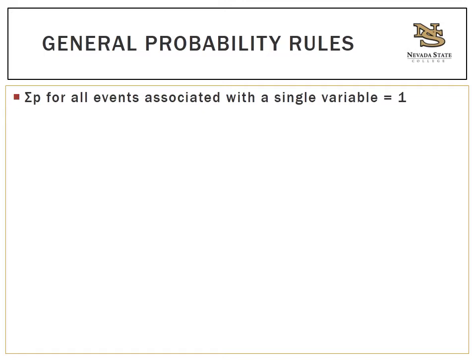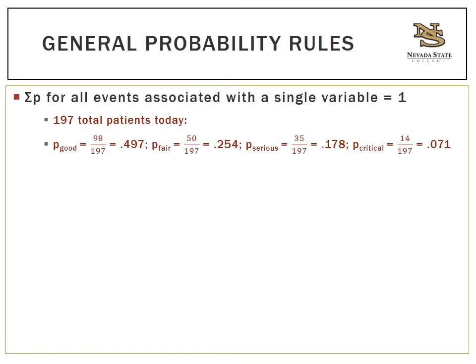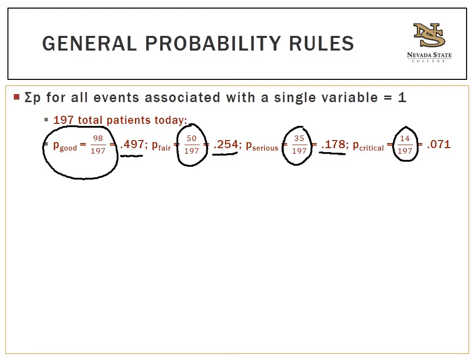Just to demonstrate these probability rules, let's say that in one day you collect data on the condition of patients arriving to the hospital. If you have 197 patients observed today, you could see that 98 out of 197 were in good condition. That gives you a probability of 0.497. And 50 out of 197 were in fair condition, probability of 0.254, or proportion of 0.254, however you want to say it. Serious condition, 35 out of 197. That gives you a p-value of 0.178, and then only 14 out of 197 were in critical condition, and that gives you a p-value of 0.071.